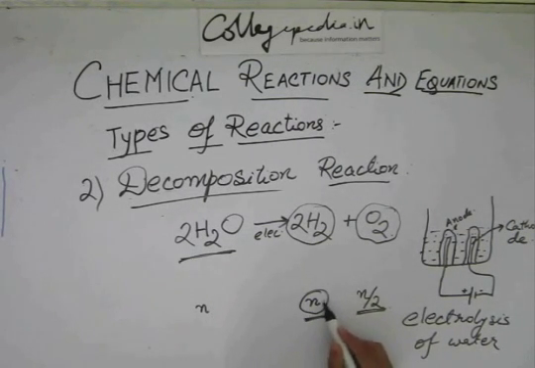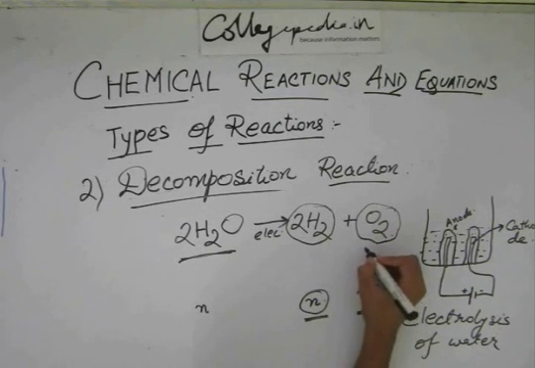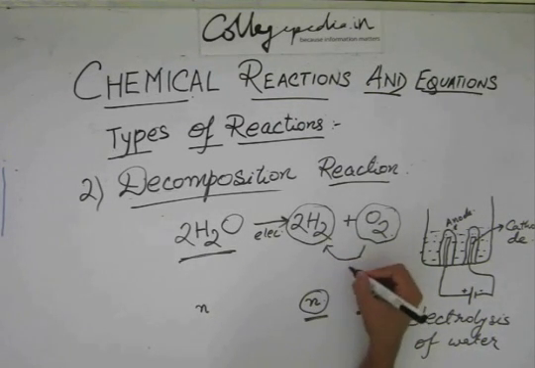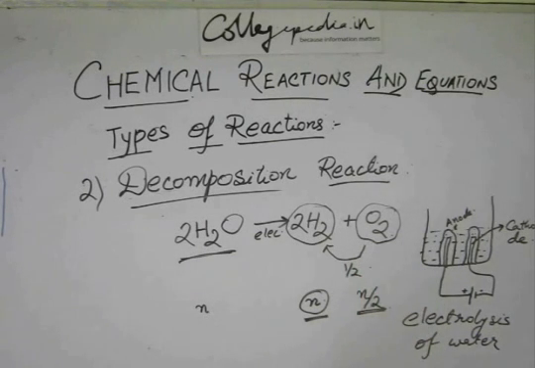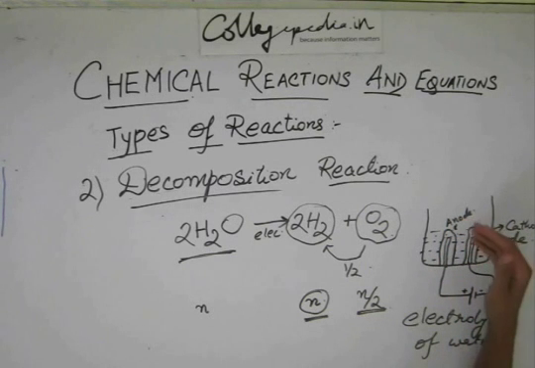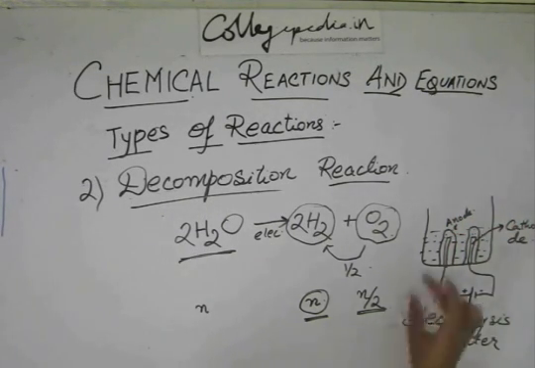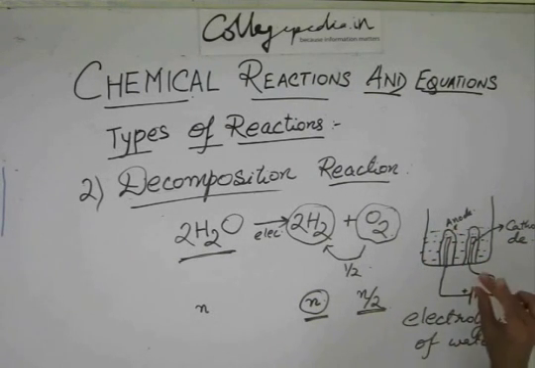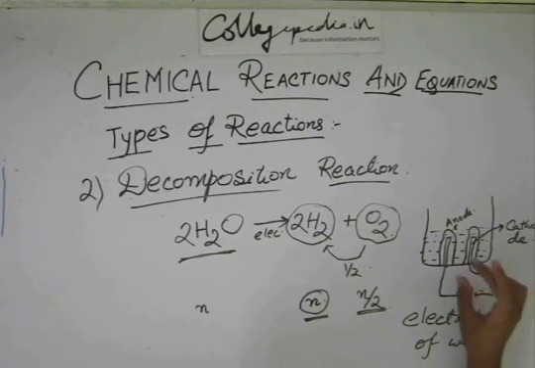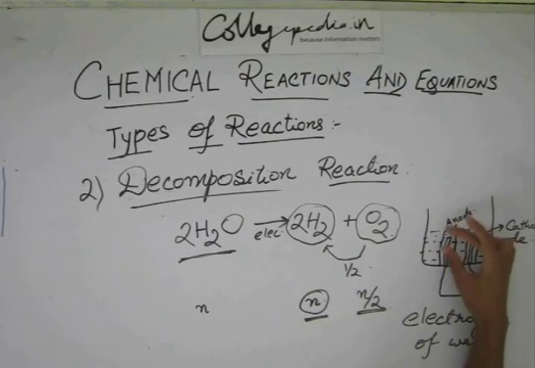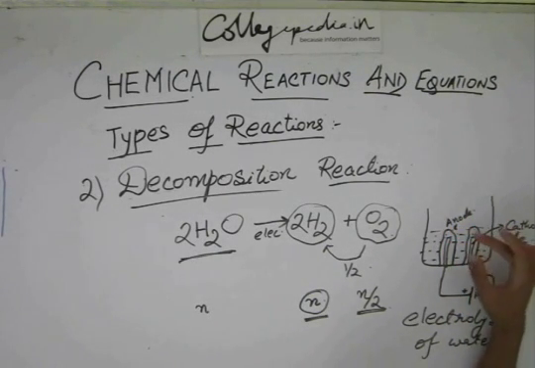So you see that the number of molecules of oxygen is half the number of molecules of hydrogen. So the gas which is collected on top of these electrodes, the hydrogen gas will be double the oxygen gas, because there is more hydrogen formed and less oxygen formed. So the volume of hydrogen gas will be double the volume of oxygen gas.